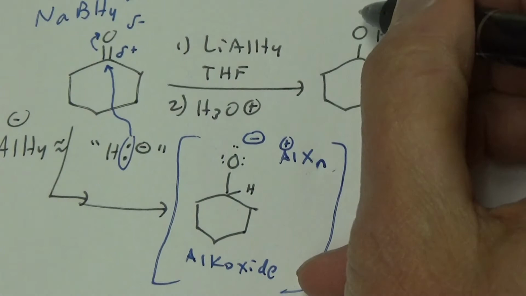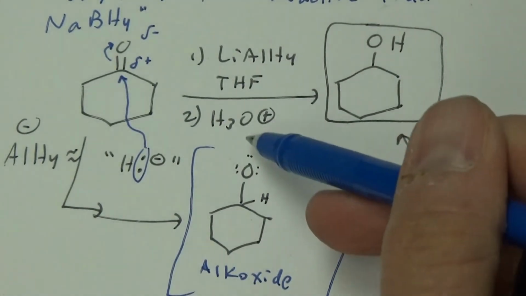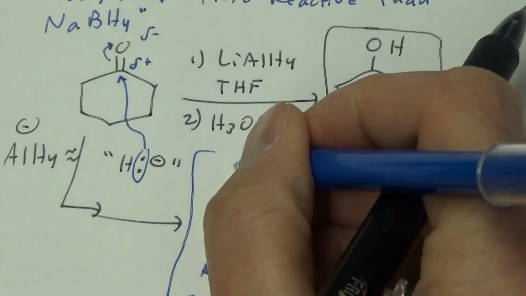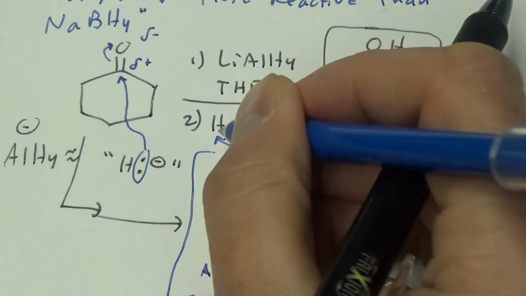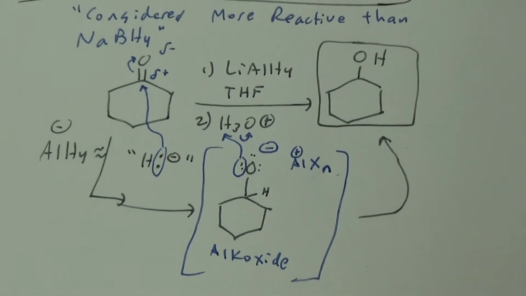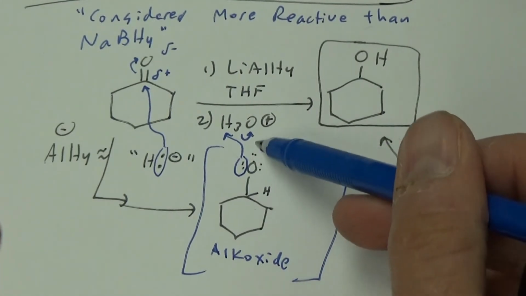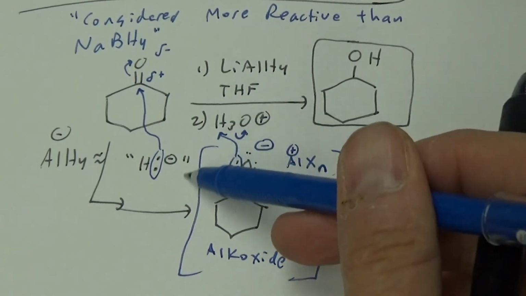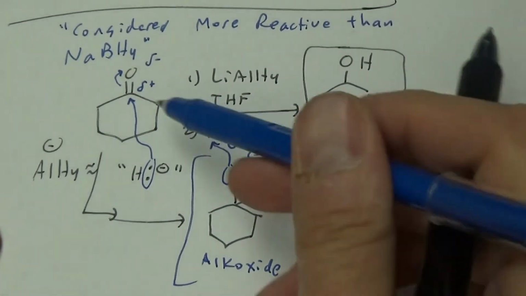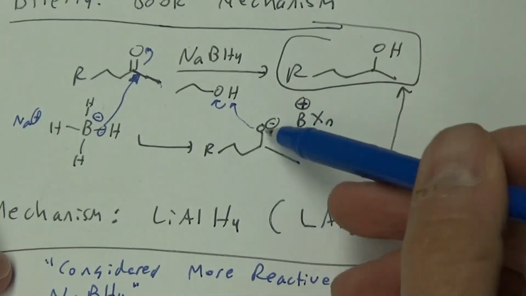So first step is H minus, second step is H plus, which is essentially H3O plus. So circle the lone pair, grab a proton, kick onto the oxygen, and you're done. First you do H minus, then you do H plus. H3O plus is essentially H plus. That's pretty similar to the way NaBH4 worked. The key difference is that with NaBH4, it was the ethanol that served as the proton source at the end.